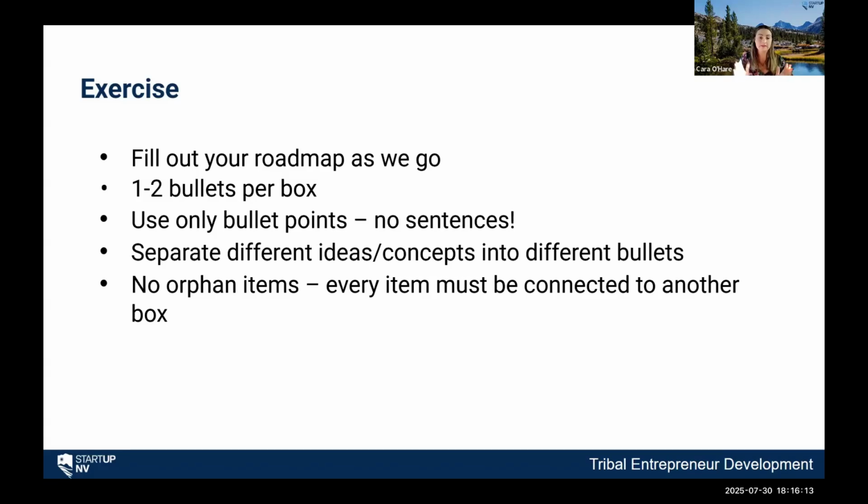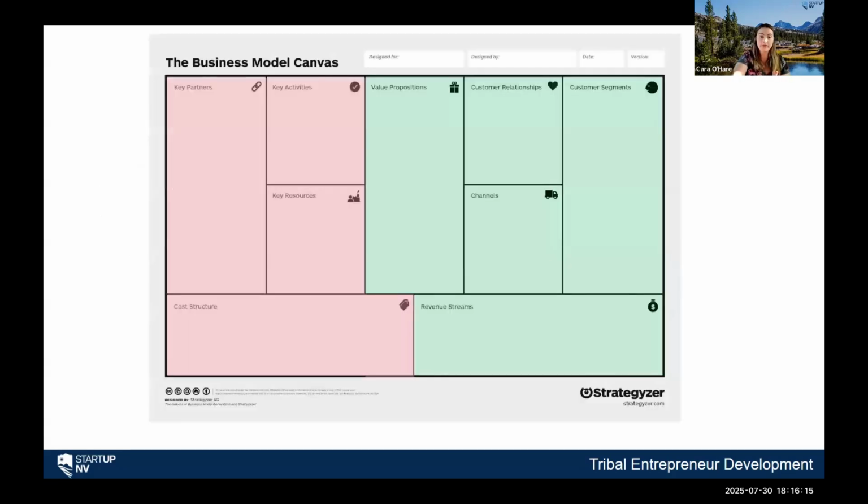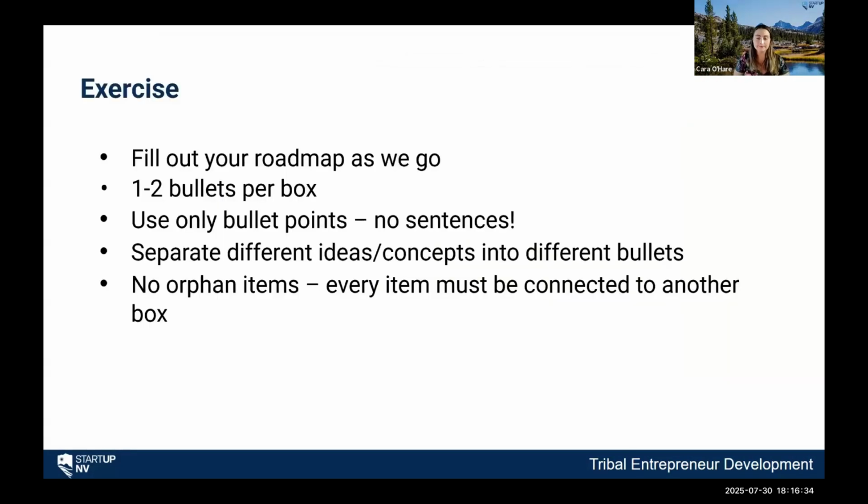And then the last thing is no orphan items. Everything in this canvas is connected. If you put something in one box, it must have a partner in another box. If I have a value proposition, it must have a customer that goes with it. If I have a key partner, it must be connected to a value proposition, etc. So you don't want a single thing that is hanging out by itself.